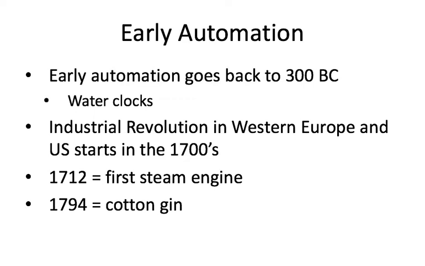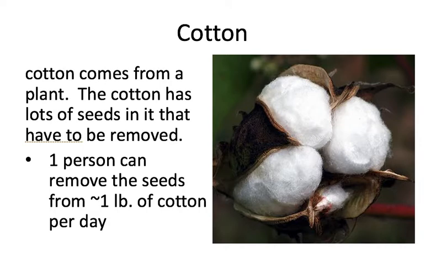Another key thing in 1794, the first cotton gin was created. That was an automated system. Let's talk about that specifically as a way to sort of learn about how automation affects industries. So before I can talk about the cotton gin, let's quickly talk about cotton. So cotton is a plant. That's what it looks like right there.